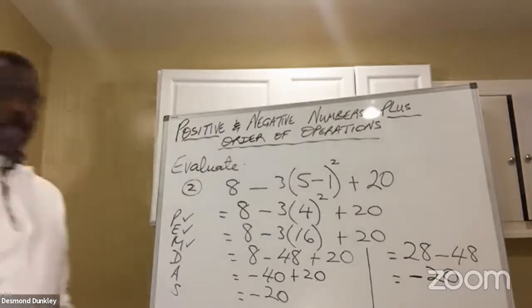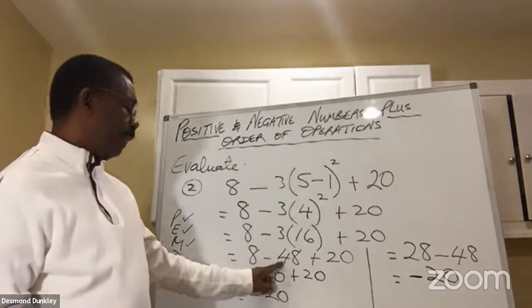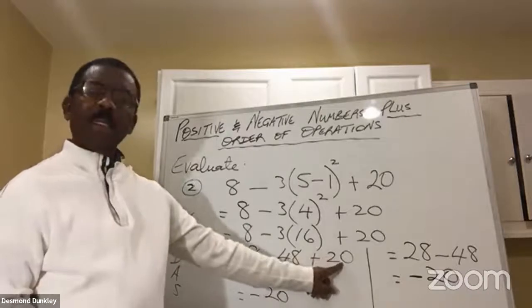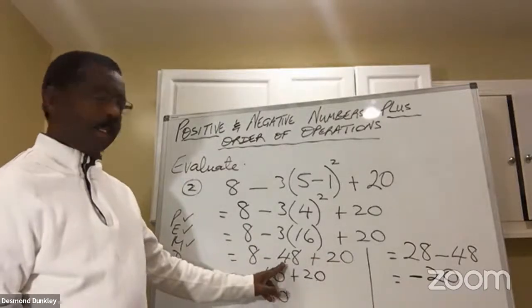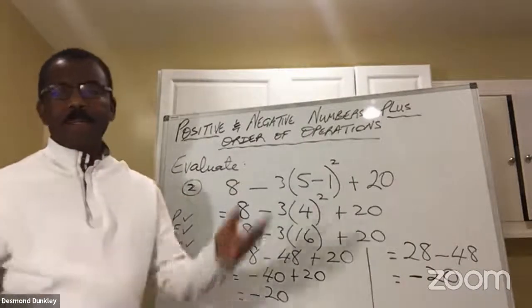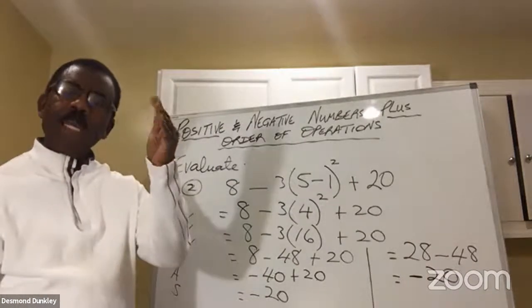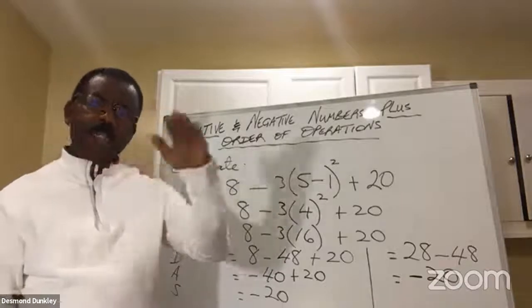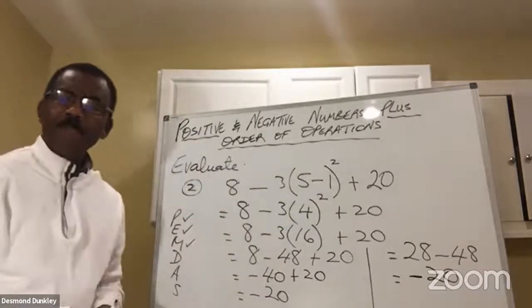Of course, there's a third way I could have done it. I could have said negative 48 plus 20 gives me negative 28. And 8 take away 28 is negative 20. Adding and subtracting, same priority, does not make a difference. Let's try another one.